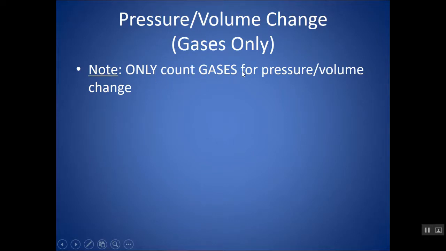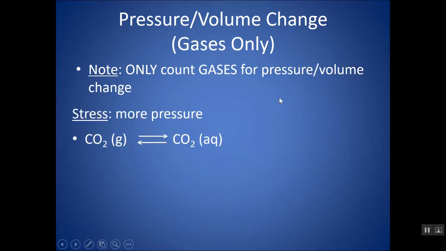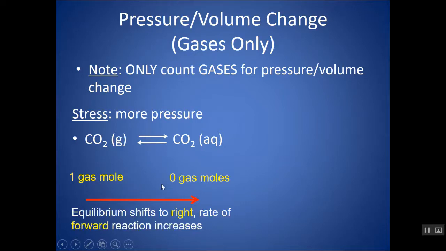Note that you're only counting gases for pressure volume changes. So for instance, if I looked at this reaction, CO2 gas goes to CO2 aqueous. Predict which way this would shift if I were to increase the pressure. So this has 1 gas on the left and 0 gases on the right. This is an aqueous. So if I increase the pressure, which would be the same as decreasing the volume, I want to shift to the side that has fewer gases. So I'd be shifting to the right. And what would happen to CO2 gas?